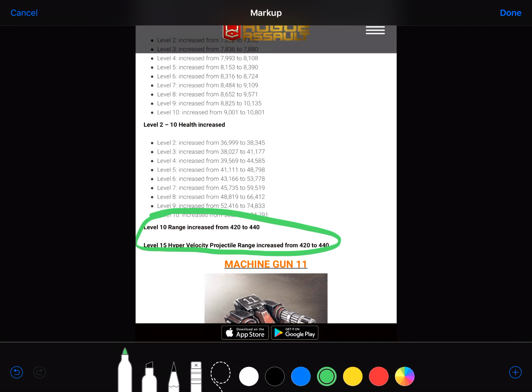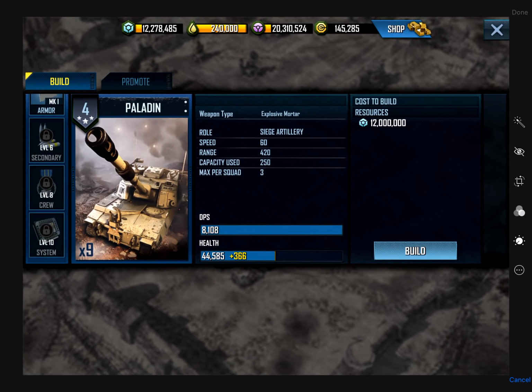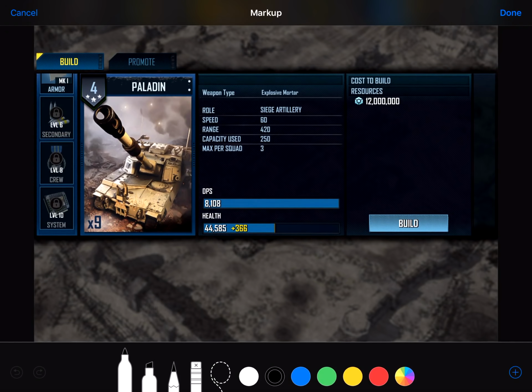And the second line right here is what's very interesting and even more unordinary than the first line. And it's something that I think a lot of people didn't understand until they had to find out the hard way. Level 15 hypervelocity projectile range increased from 420 to 440. So if you guys don't know what that is, that's basically this equipment slot right here.